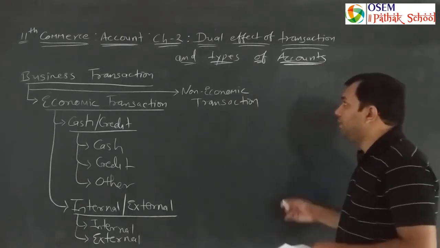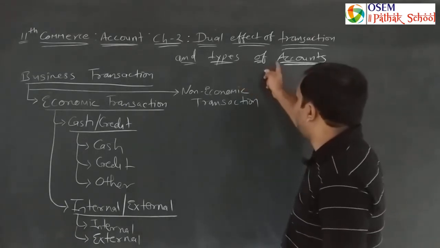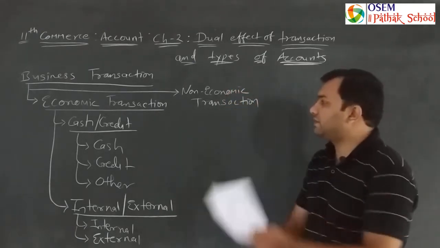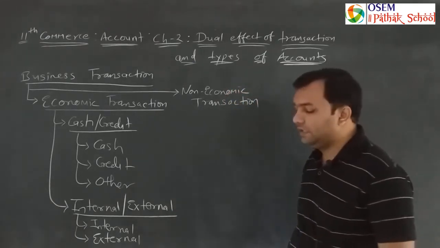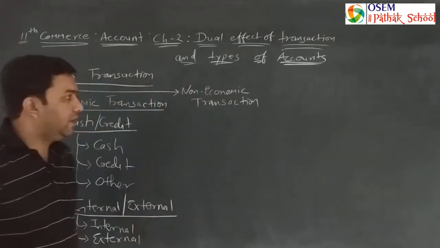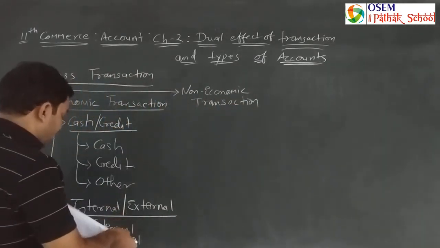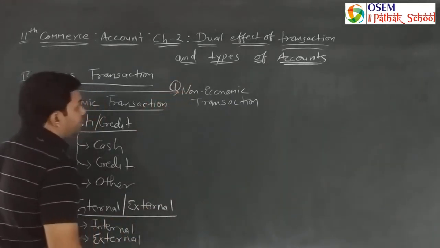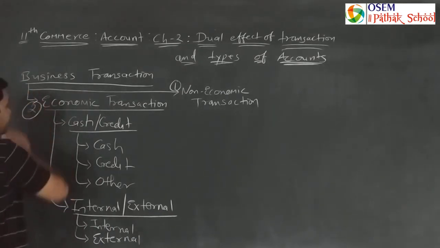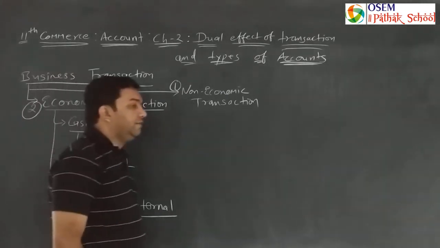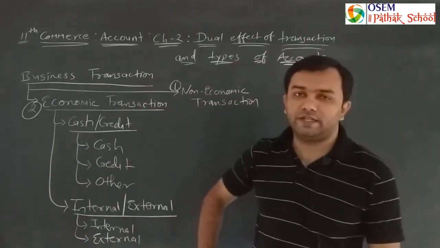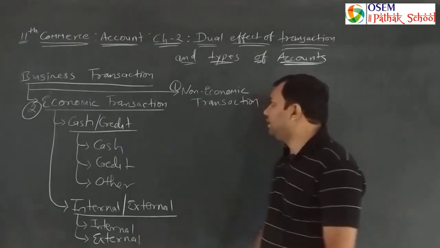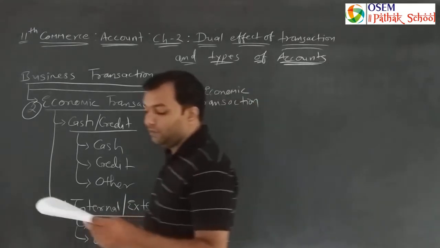Okay. So before learning the types of account and dual effect, we need to learn transaction and types of transaction. There are basically two types of transactions in your textbook. We are starting from page number 25 of your textbook. Type number 1 is non-economic transaction, and type number 2 is economic transaction. Already we have learned what it means: in an economic transaction money is involved, in a non-economic transaction money is not involved.